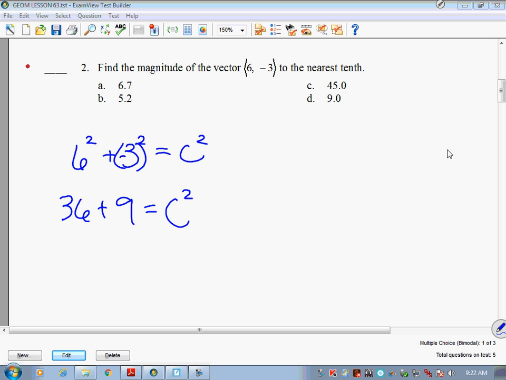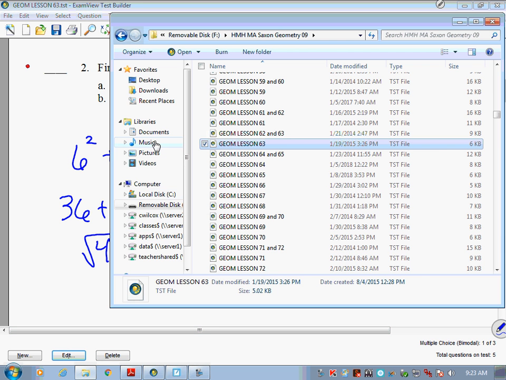Okay? What's 36 and 9? 45. What do I need to do with 45? Square root it. Okay, square root it. But notice up here it's looking for the nearest tenth. So do I really need to simplify my radical, or could I do what with this? Plug it in a calculator. Okay, so let's break out our calculators.